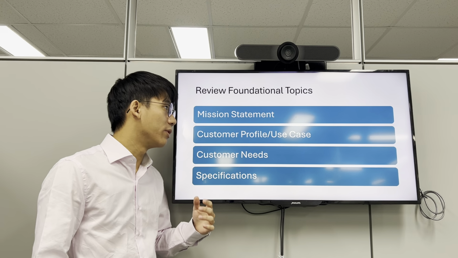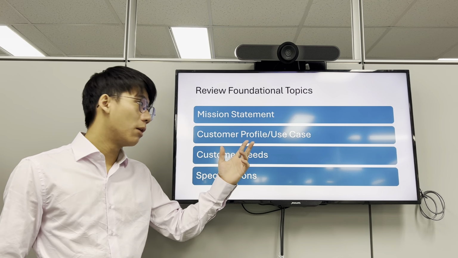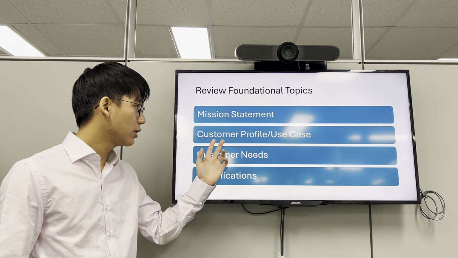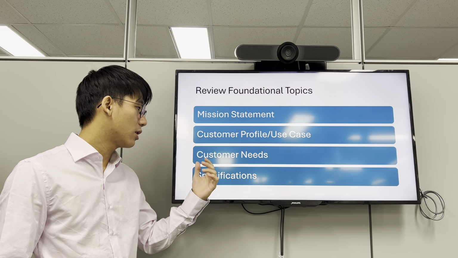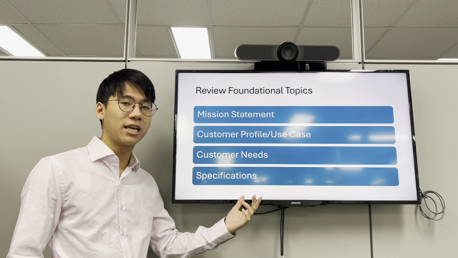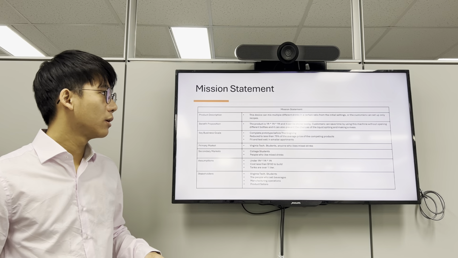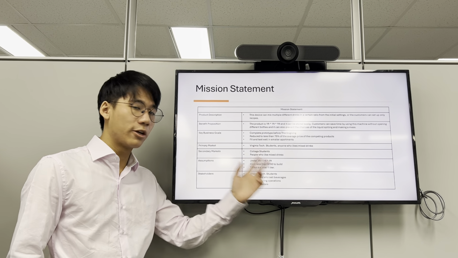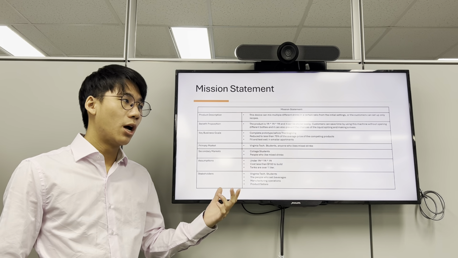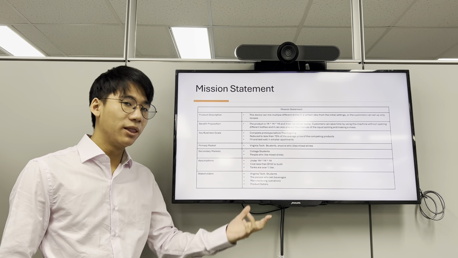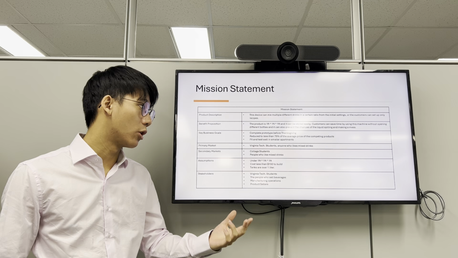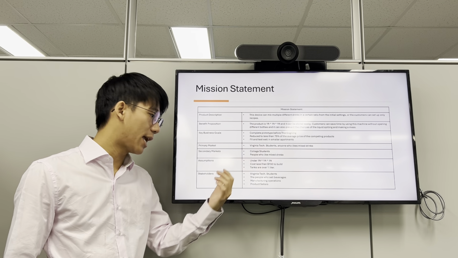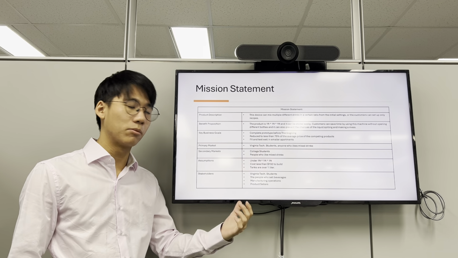First of all, we're going to review our fundamental topics: mission statement, customer profile, use case, the customer needs, and the specification of a product. First is the mission statement. From our mission statement, we create this table to plan the goal and the purpose of the product. The most important thing inside here is the assumption of our product.